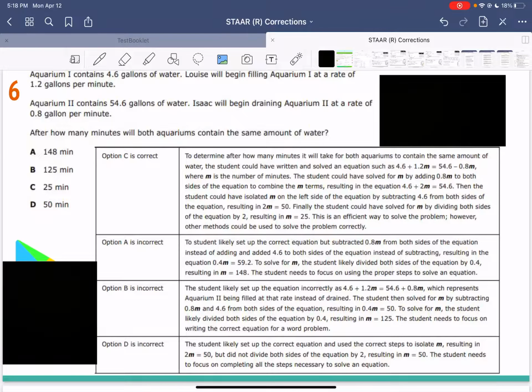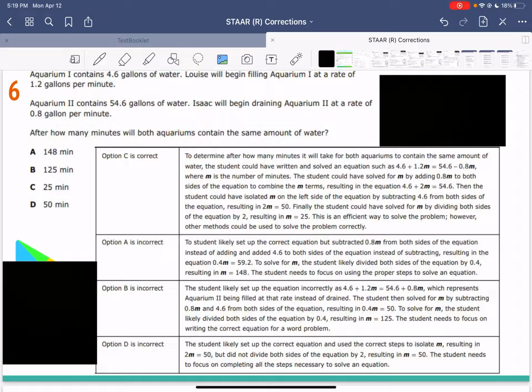Question 6. Aquarium 1 contains 4.6 gallons of water. Louise will begin filling Aquarium 1 at a rate of 1.2 gallons per minute. Aquarium 2 contains 54.6 gallons of water. Isaac will begin draining Aquarium 2 at a rate of 0.8 gallons per minute. After how many minutes will both aquariums contain the same amount of water?